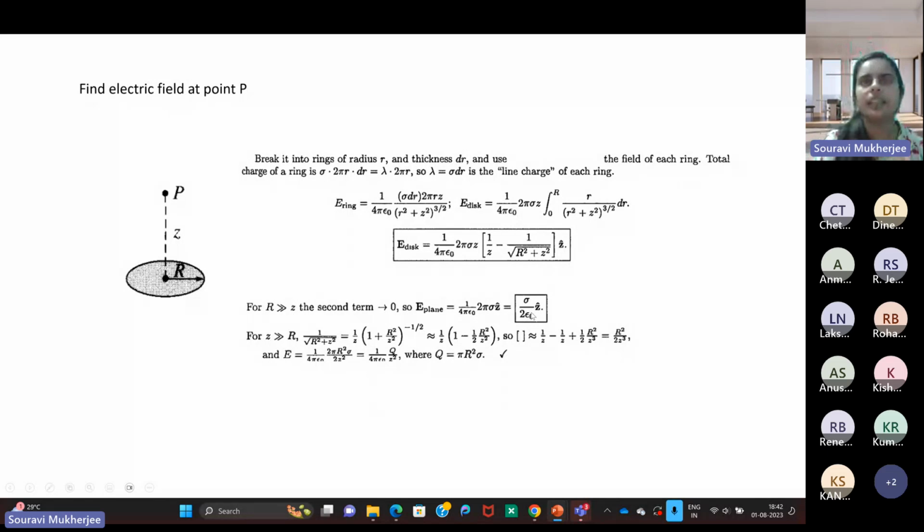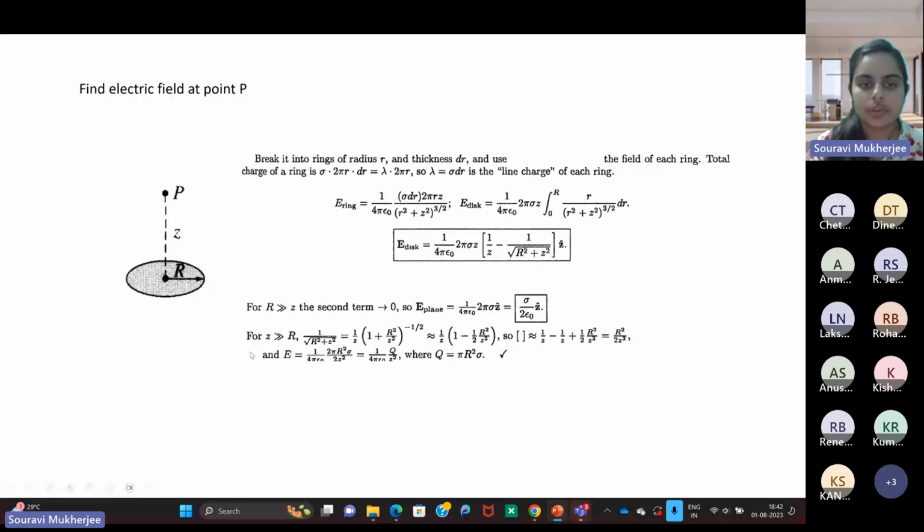If you have an infinite plane, it might come in the coming classes as well, or I guess it's already known to us in a way. We know how the field changes for an infinite plane. It's given as sigma by 2 epsilon naught, and that's what you are getting here.